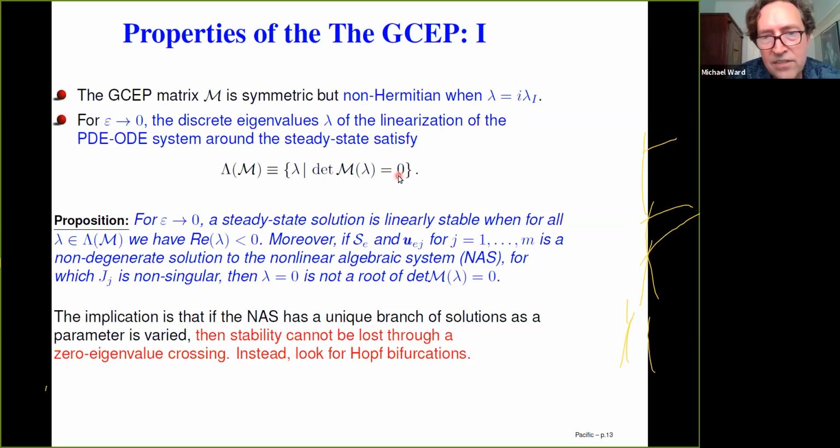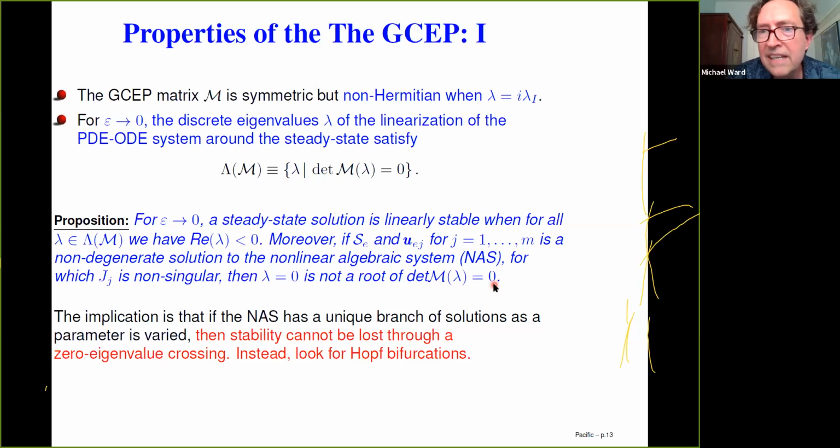But the proposition that you can prove, at least from this formulation that you derive, is that a steady state solution is linearly stable when the real part of lambda is less than 0, and if the nonlinear algebraic system has a non-degenerate solution, which means you're not at a bifurcation point, okay? Then lambda equals 0 is not a root of this determinant.